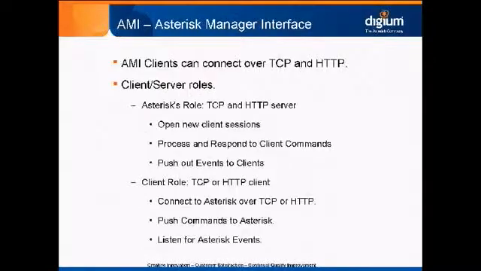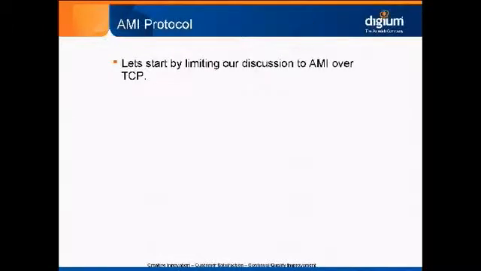AMI connects over TCP and HTTP. The client server roles here: Asterisk is the TCP and HTTP server. It's going to be in charge of opening new client sessions, processing responses for the client, commands, and pushing out events to the clients. The client role here is the TCP and HTTP client, and that's going to connect to Asterisk. That's your AMI script. It's going to push commands to Asterisk, tell Asterisk to do things, and listen for events and responses. So let's start by limiting our discussion of AMI just to TCP. I think that will be easier for now.